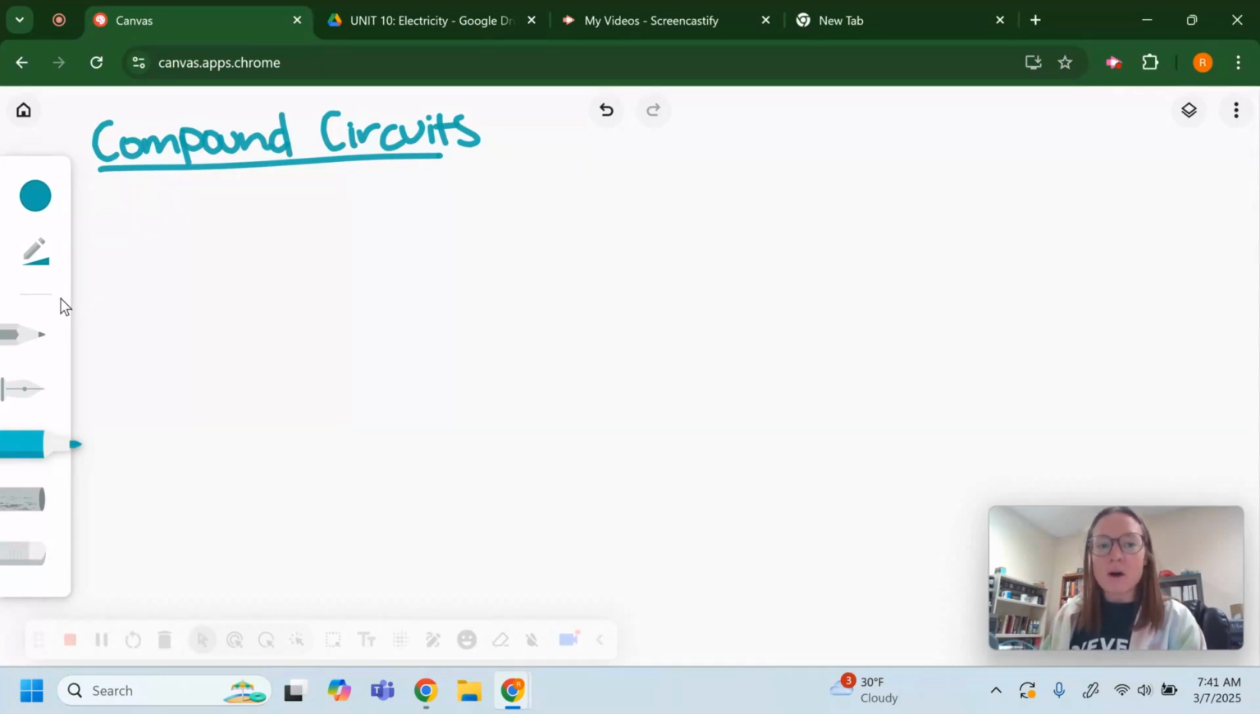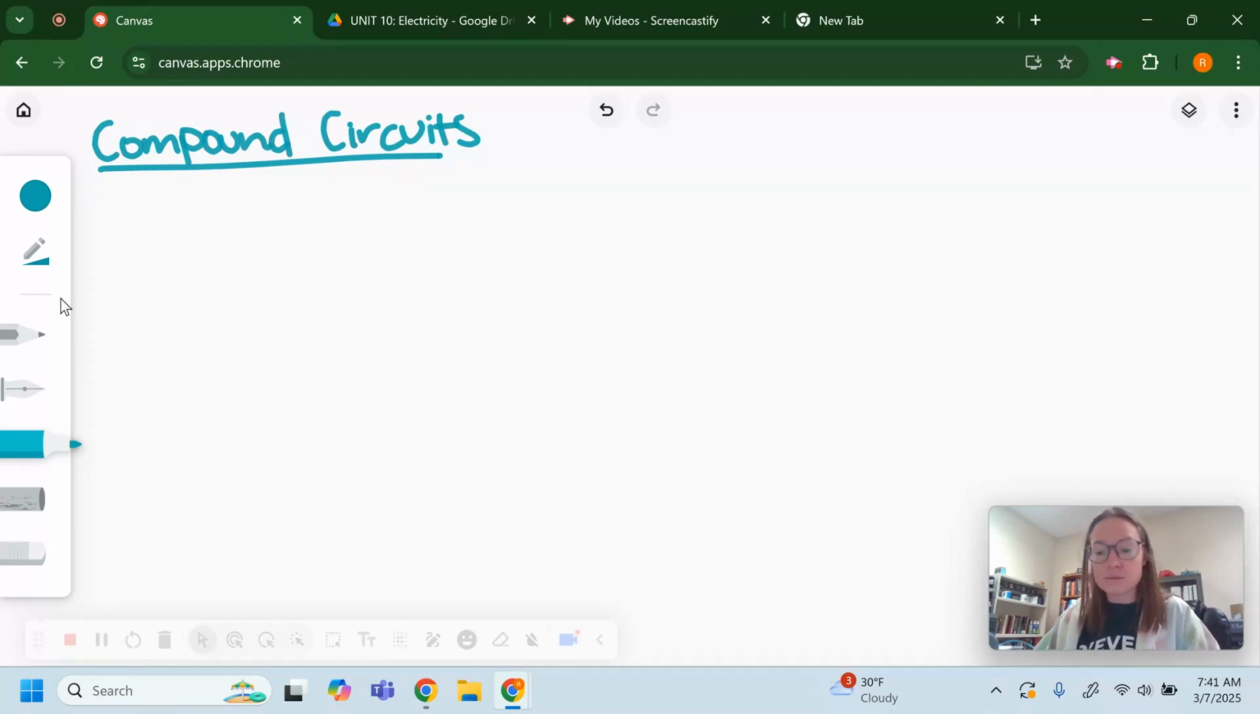We are going to talk about compound circuits today. When we say compound circuits, we mean circuits that have both series elements and parallel elements. And we're going to learn how to analyze these compound circuits to find the current in different parts, the potential difference in different parts, and the resistance of different parts.